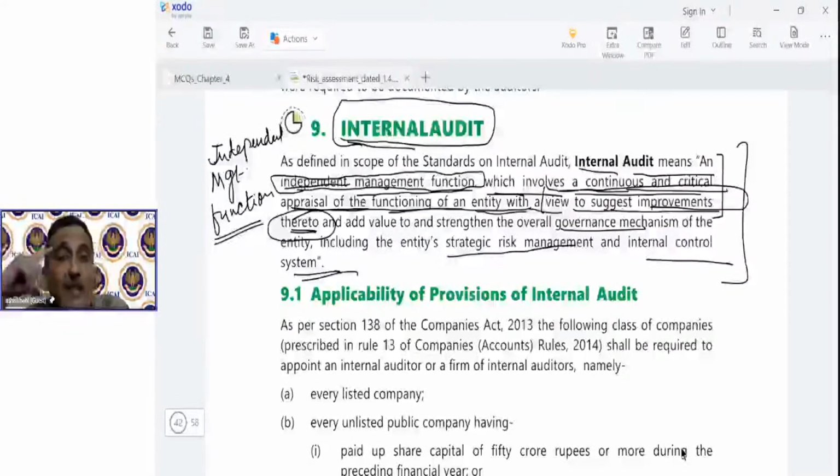Chapter 1 याद आ गया? Remember Chapter 1, self-review threats, reviewing your own work. So those would come into play.